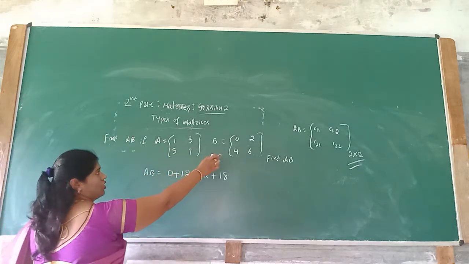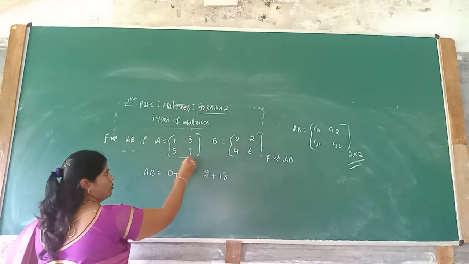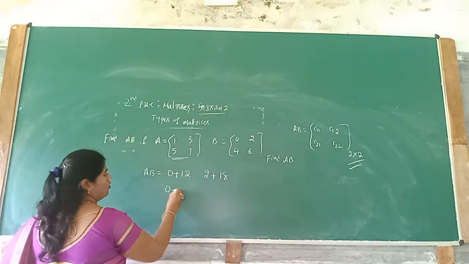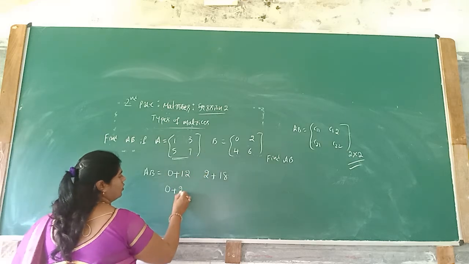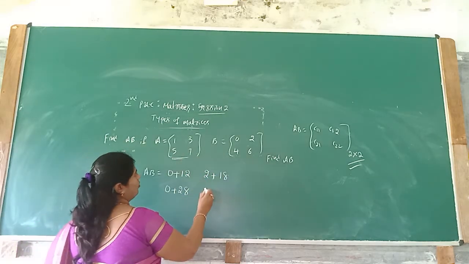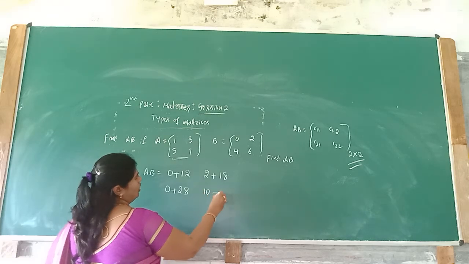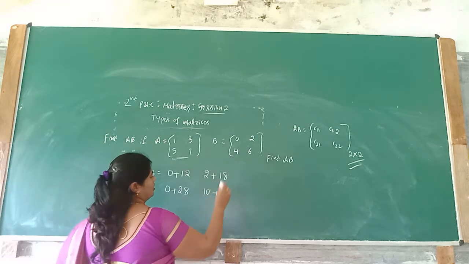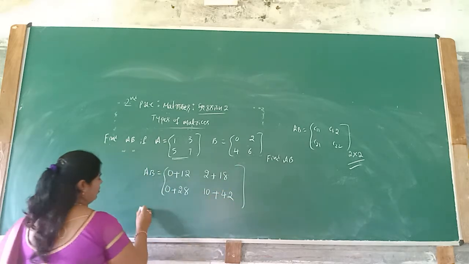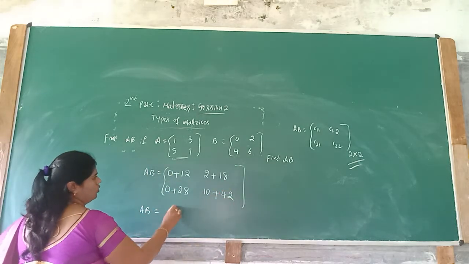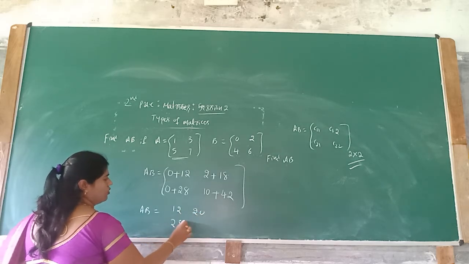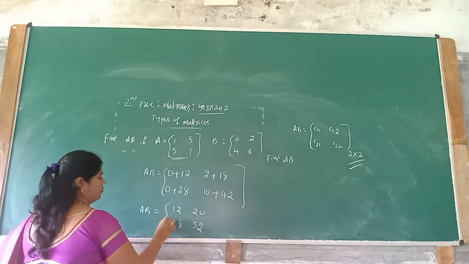Next, similarly, second row, first column: 5 into 0, 0, plus 7 into 4, 28. Next, second row, second column: 5 into 2, 10, plus 7 into 6, 42. So therefore AB is equal to [12, 20; 28, 52].